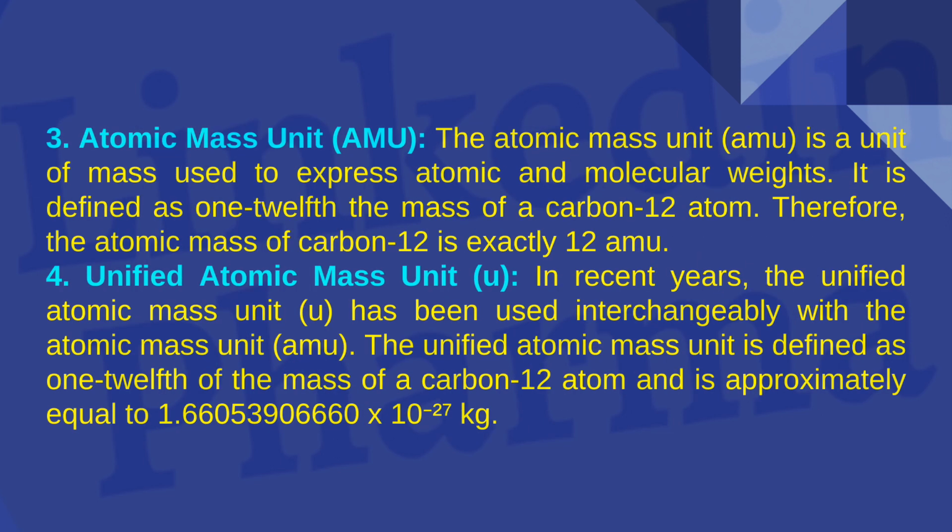3. Atomic mass unit. The atomic mass unit is a unit of mass used to express atomic and molecular weights. It is defined as 1/12 the mass of a carbon-12 atom. Therefore, the atomic mass of carbon-12 is exactly 12 atomic mass units. 4. Unified atomic mass unit. In recent years, the unified atomic mass unit has been used interchangeably with the atomic mass unit. The unified atomic mass unit is defined as 1/12 of the mass of a carbon-12 atom and is approximately equal to 1.660539066660 multiplied by 10 to the power of -27 kg.